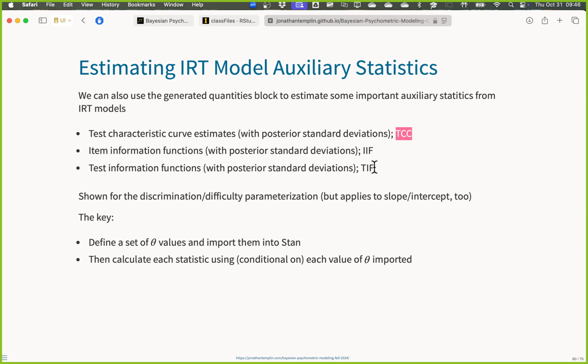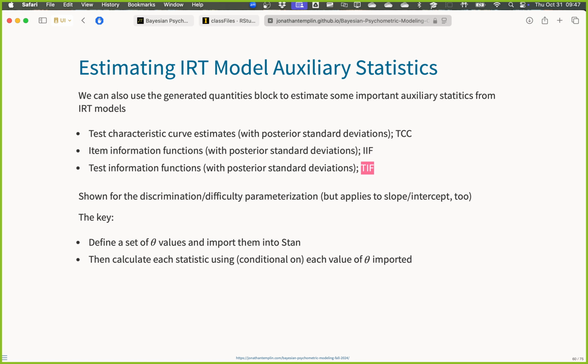We may want an item information curve, right? The idea of information for an item is how much information about the latent trait the item has or contains in it. And that varies by the location of the latent trait. So we'll have an information function, information on the y-axis and theta on the x-axis. We may also have a test information function, which is the accumulation across all the items as well.